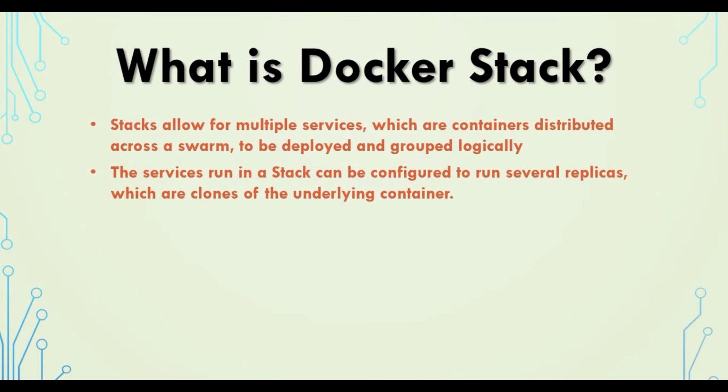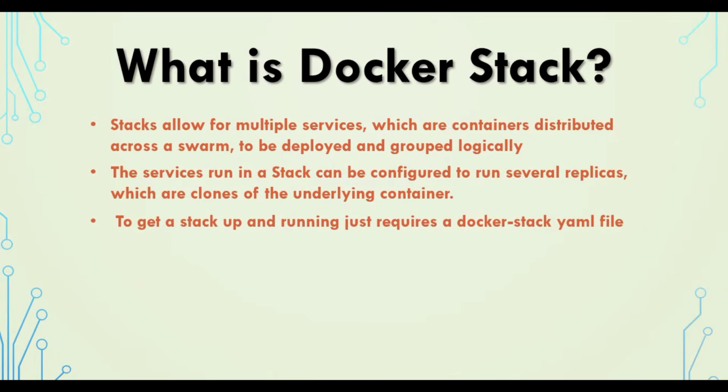The services run in a stack can be configured to run several replicas, which are clones of the underlying containers. So you can have multiple replicas as part of Docker Stack. To get a stack up and running, you just need a Docker Stack or Docker Compose file, which is in YAML format. You write all those things and just run docker stack deploy with that Docker Compose file. It will deploy all the services and the configuration which we define in the declarative format.